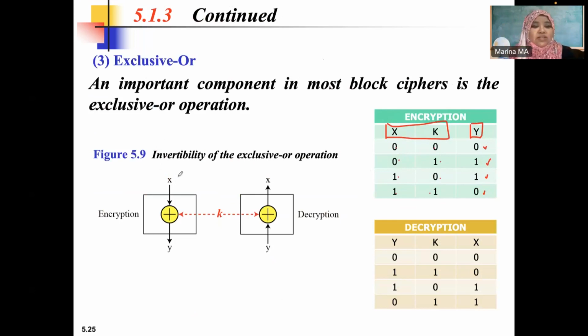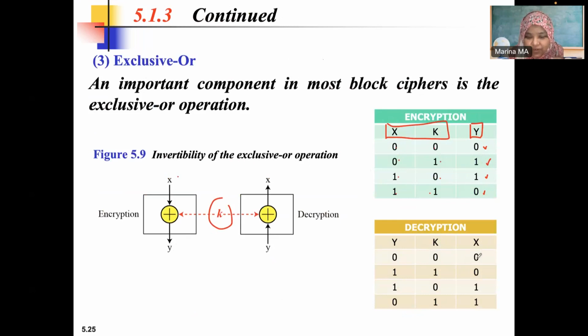So look, if this is the input plain text X, you XOR it with the key and you get ciphertext Y. So when you decrypt Y with the key, do you get back X? I replicate Y here, and I keep K as it is because we're using the same K. Then I use the XOR component to see if I get back X.